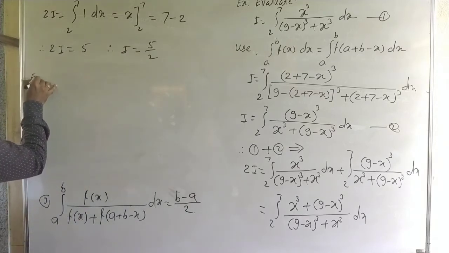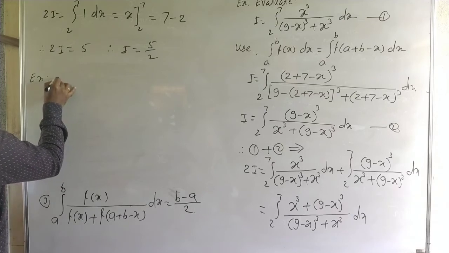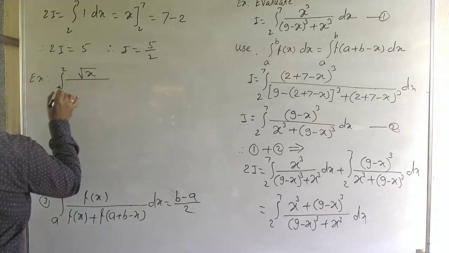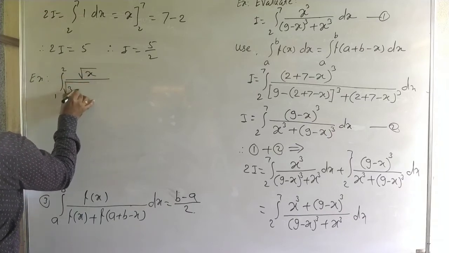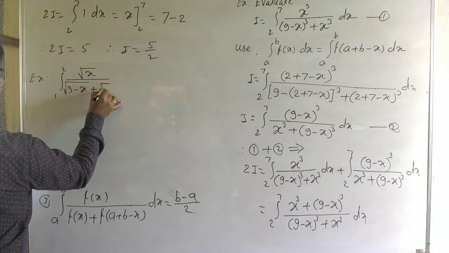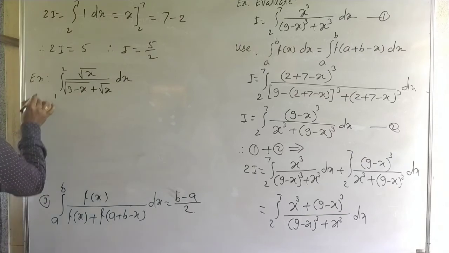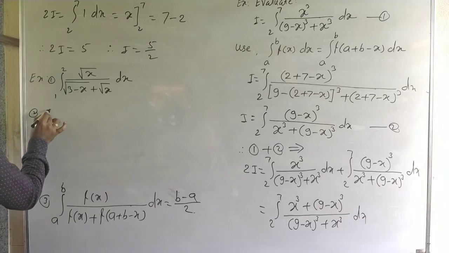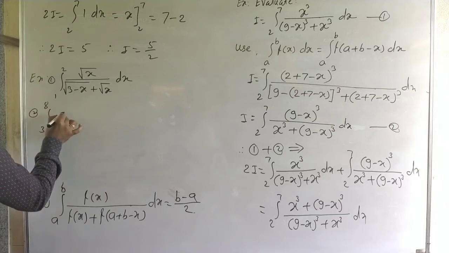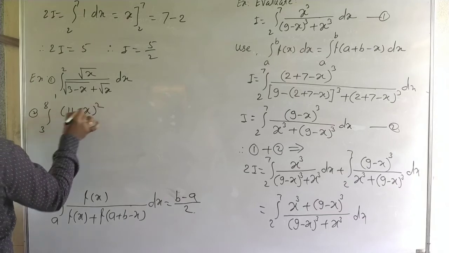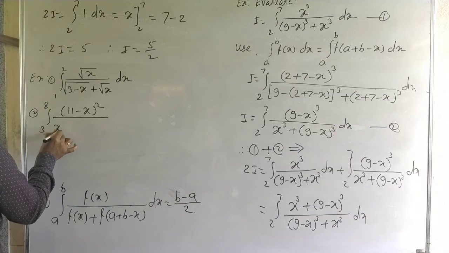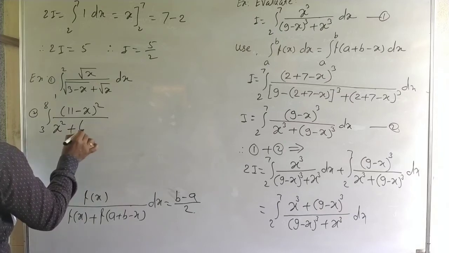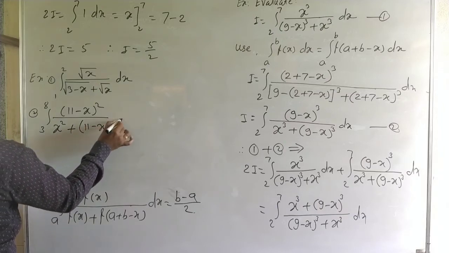Okay, here: integral 1 to 2 of under root x upon under root 3 minus x plus under root x dx. Integral 3 to 8 of (11 − x) whole square upon x square plus (11 − x) square dx.